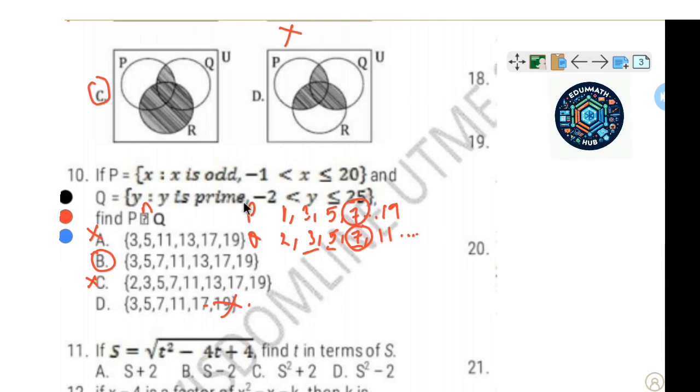So you're looking for what is common between the two sets, so that's why you have to check for the odd values and the prime values. Option C is obviously wrong because it involves 2, and 2 is not an odd number. Now let's move to the next one.